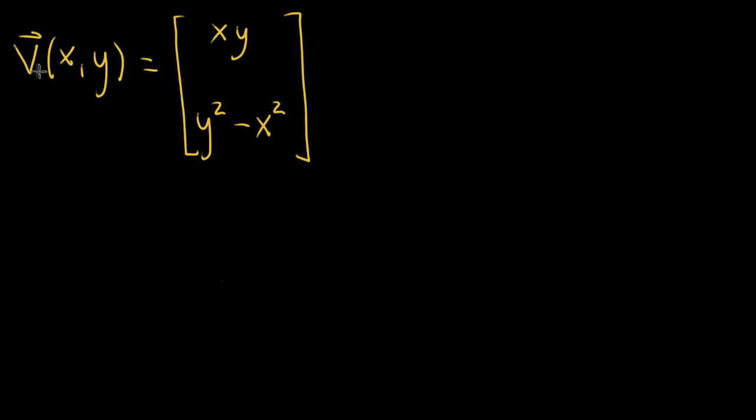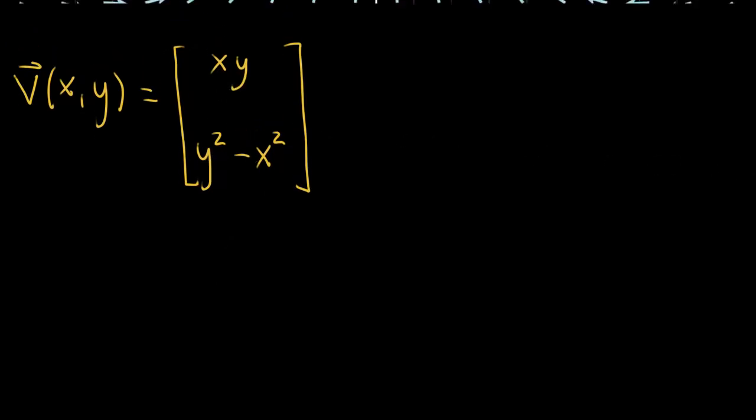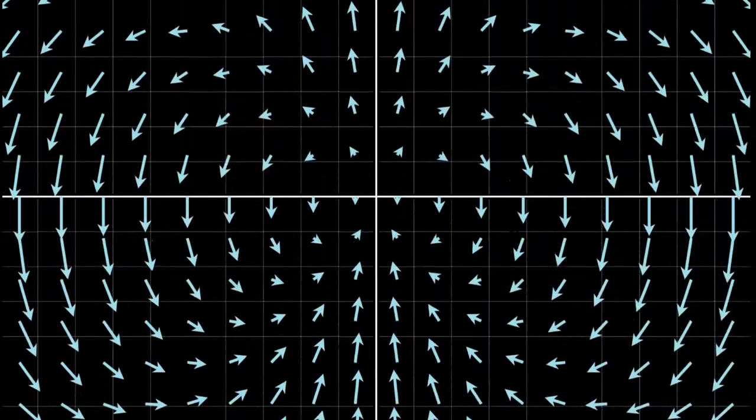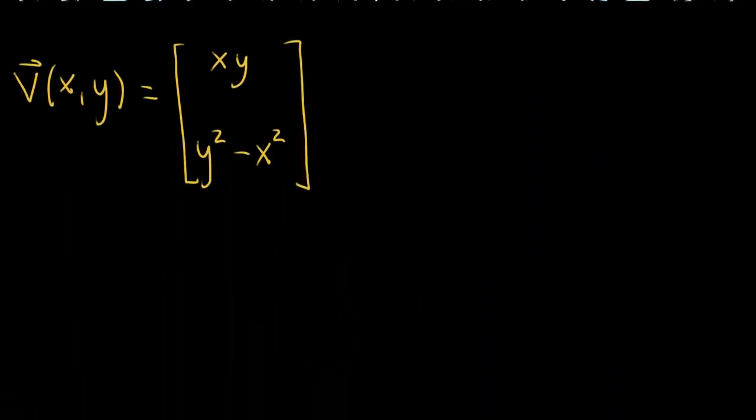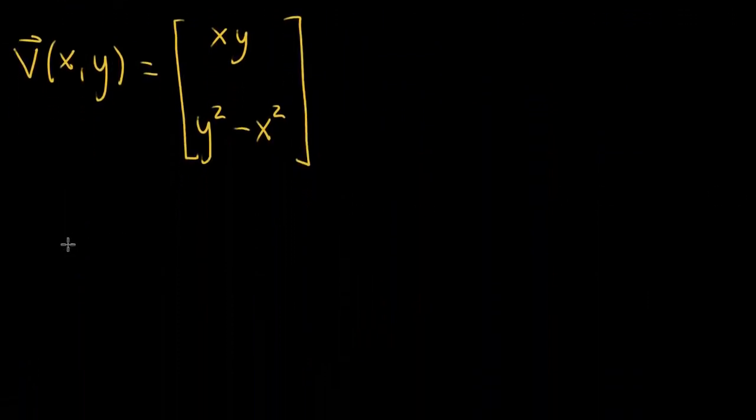So I've got a vector field here, v of x y, where the first component of the output is just x times y, and the second component is y squared minus x squared. And the picture of this vector field is here. This is what that vector field looks like. And what I'd like to do is compute and interpret the divergence of v. So the divergence of v as a function of x and y.